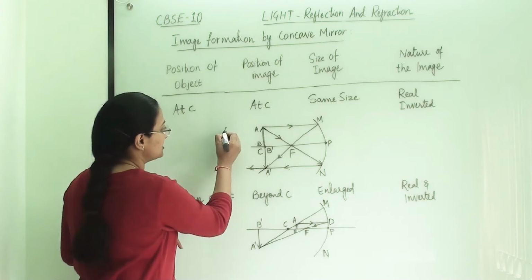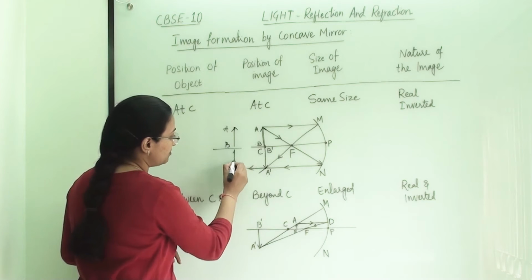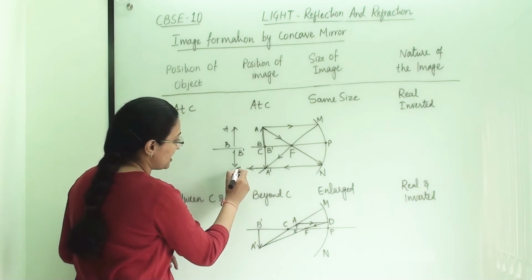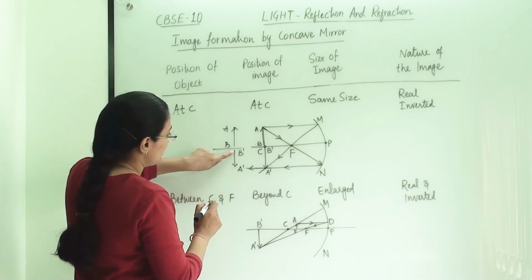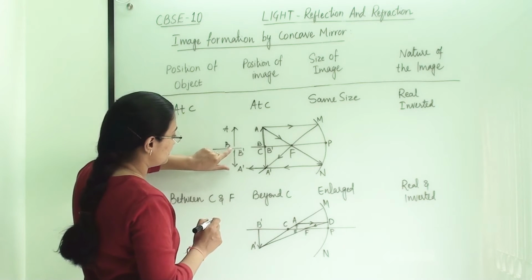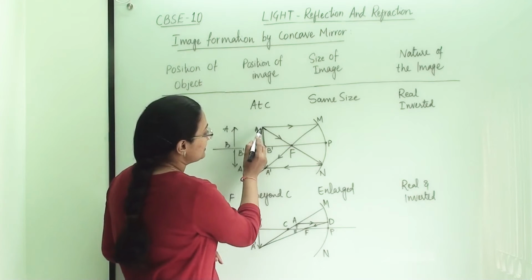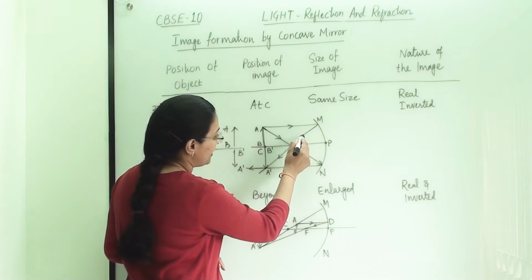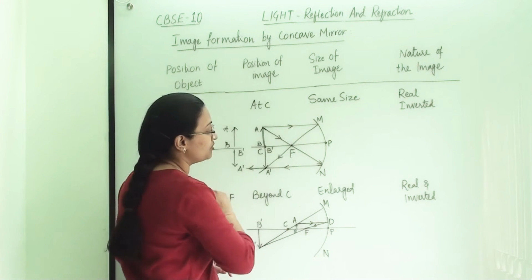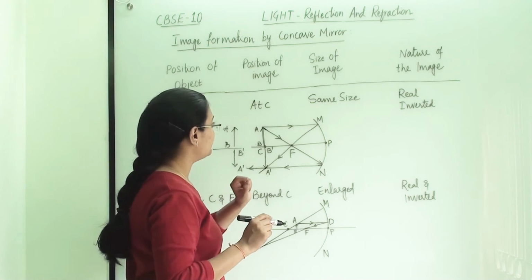That's why I have written AB here, but AB is the object, and below I have written B dash and A dash. That means this image is upside down, and at the same point we are getting the image also. Now while these rays are reflecting and crossing each other, they are passing through the point F.